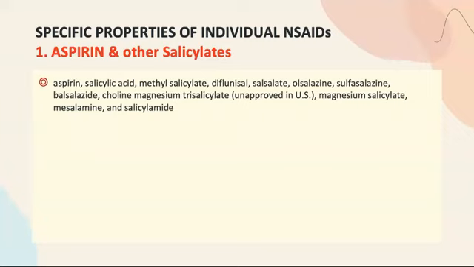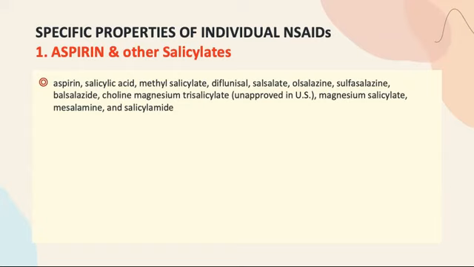We'll start with aspirin and other salicylates. The salicylates include the following: aspirin, salicylic acid, methyl salicylate, diflunisal, salsalate, olsalazine, sulfasalazine, balsalazide, choline magnesium trisalicylate, magnesium salicylate, mesalamine, and salicylamide. All of these are your salicylates.